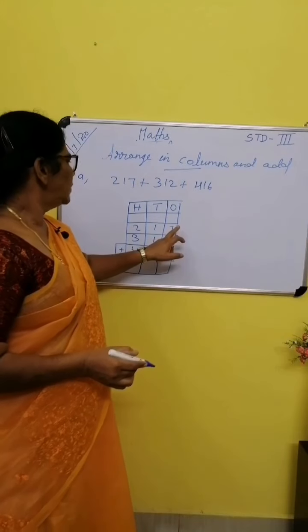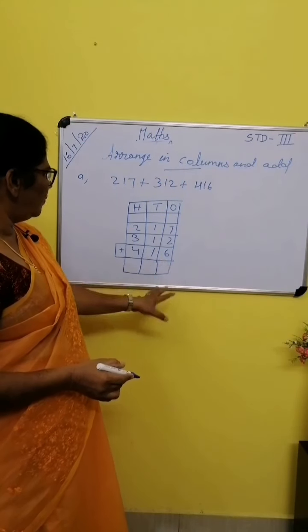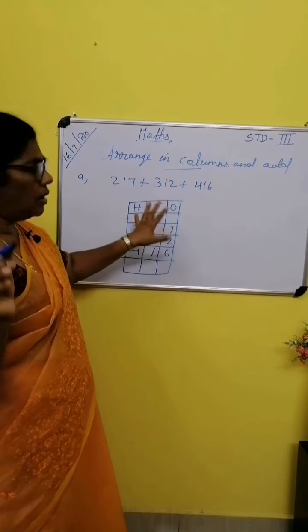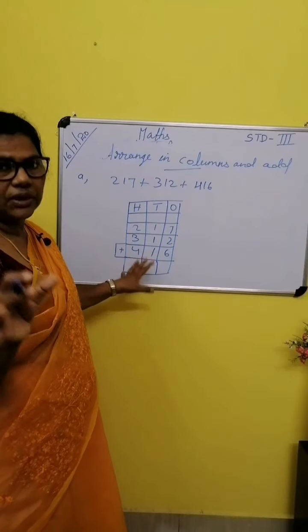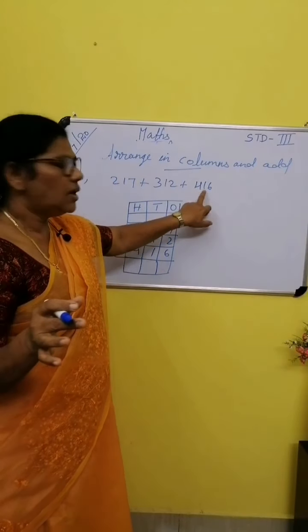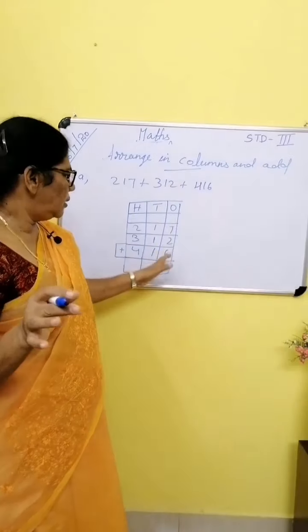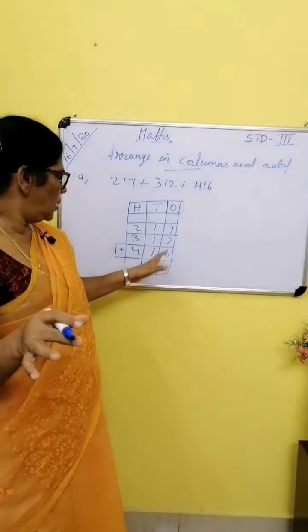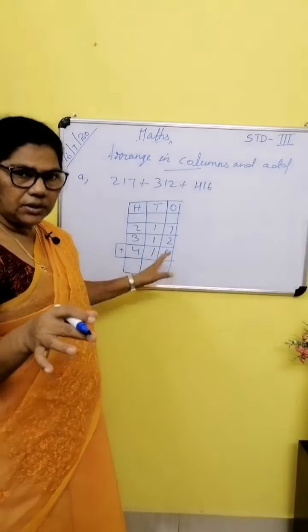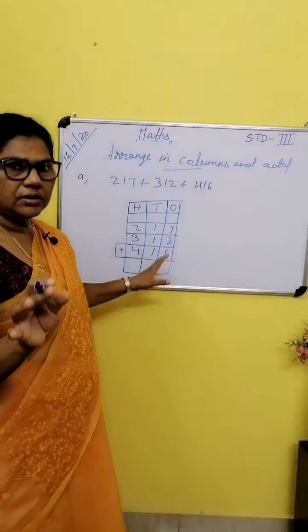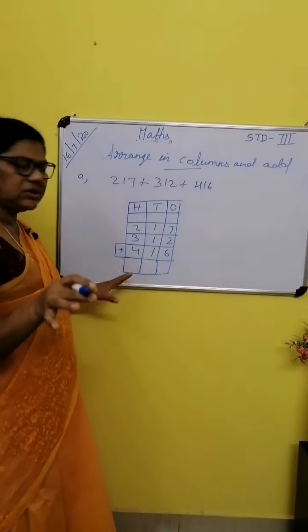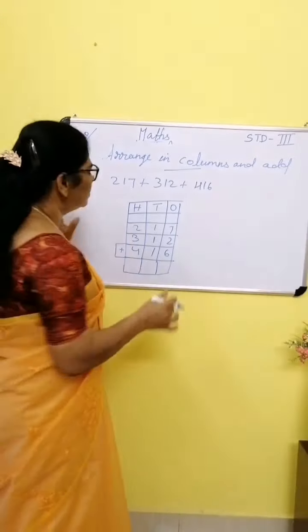First of all, this is the way you should arrange the numbers in a vertical column. First write the numbers like this, then draw the columns, then write the numbers, then add. This is the way you should arrange the numbers in columns and add.